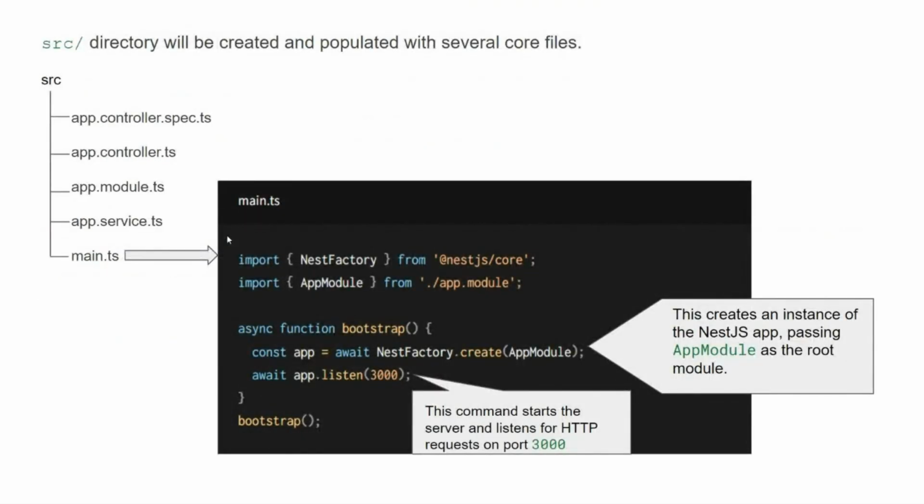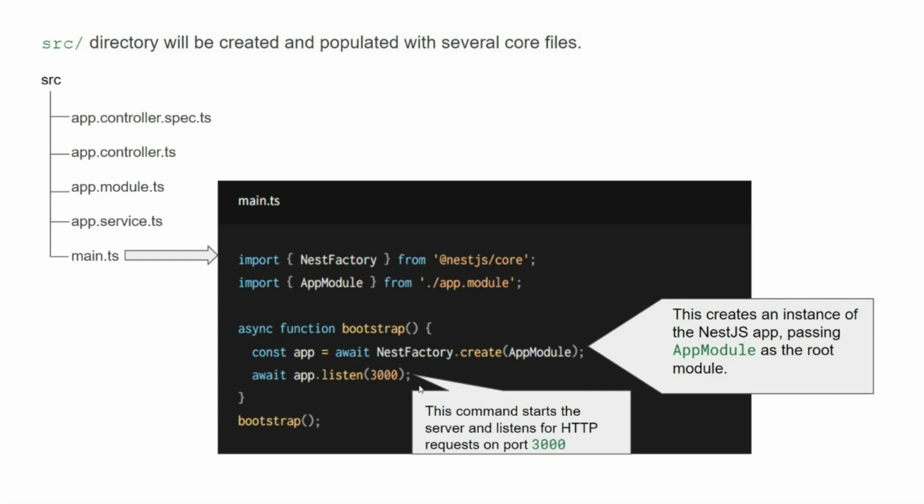Now this is the code flow which we talked about previously. The source directory will be created and populated with several code files, like app.controller. These are the testing files. App.controller.ts is used for routing and manages our routing. App.module is a root file. App.service has the logic. Main.ts is the root file of our project.